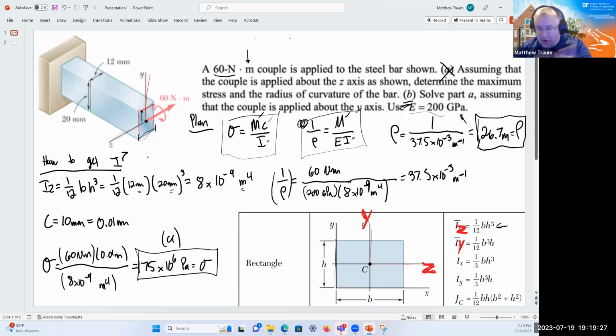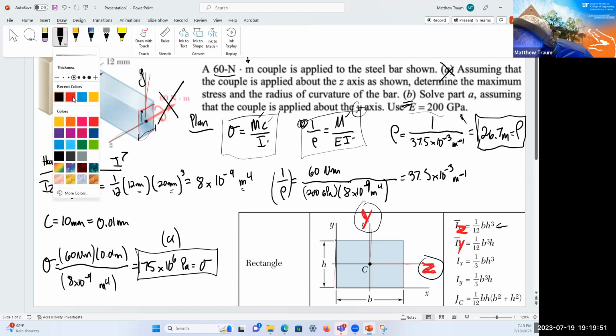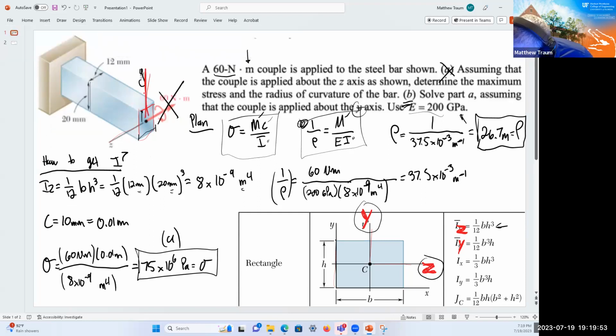And part B is basically already set up for us because remember in the beginning, I cheated, right? I went through and I just took this chart and I rewrote where Y and where Z is. And for part B, we have to assume that the couple is applied around the Y axis. Well, here's the Y axis, which corresponds to my Y axis. And so all I'm doing is just saying, okay, the couple's no longer there. It is here around the y-axis, same value, 60 Newton meters.